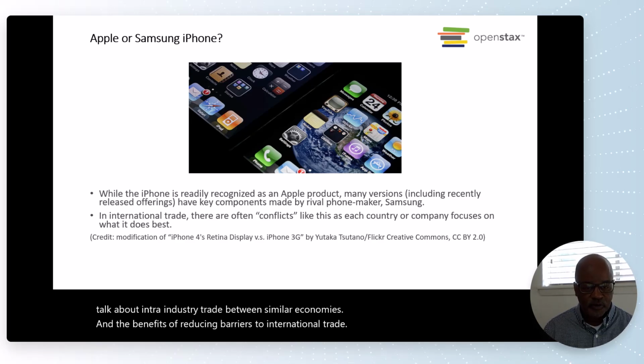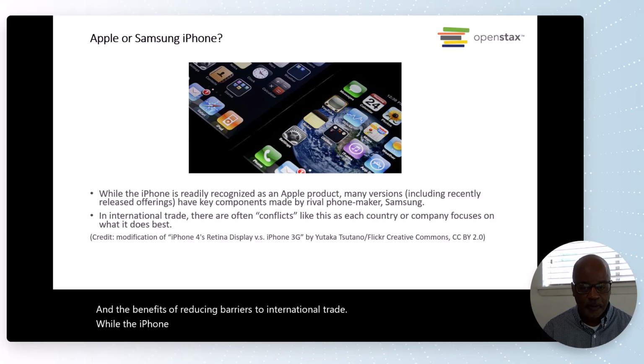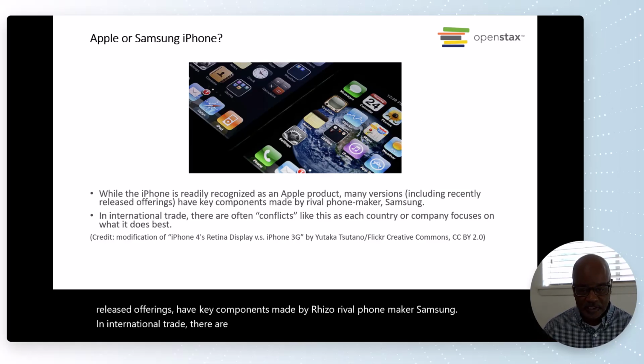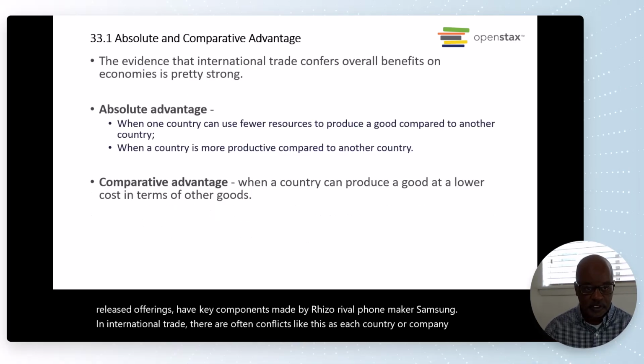While the iPhone is readily recognized as an Apple product, many versions, including recently released offerings, have key components made by rival phone maker Samsung. In international trade, there are often conflicts like this as each country or company focuses on what it does best.